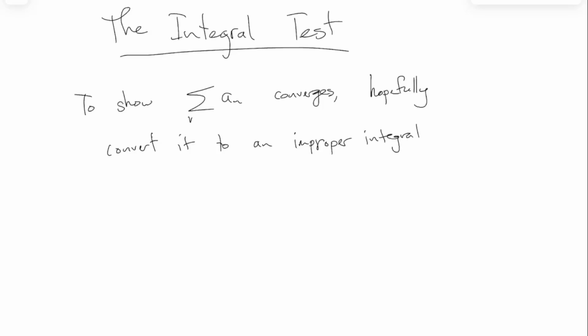This series is, of course, a sum up to infinity. But sometimes you can convert this into an integral up to infinity and then use our integration tricks to work with that. Because we don't really have a lot of series tricks, but we do have a fair number of integration tricks. So the strategy is hopefully to convert it to an improper integral and then use integration tricks.